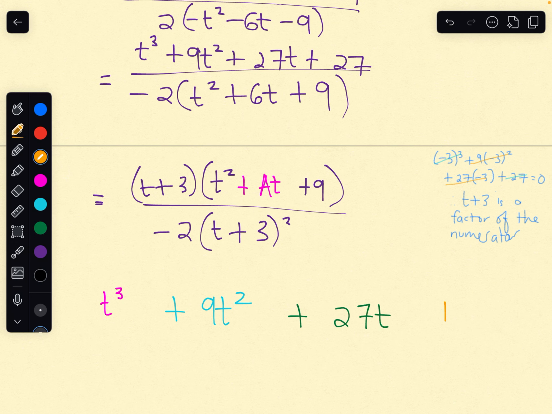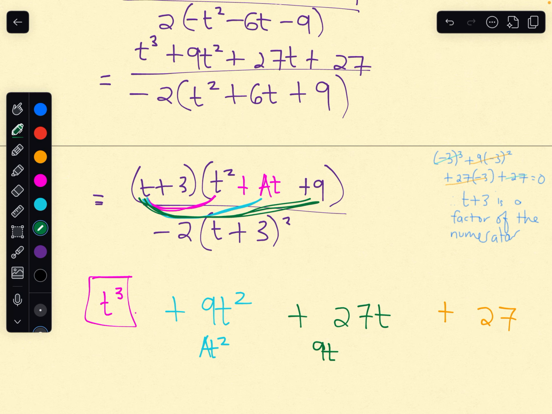I don't even know what the purpose of doing it in different colors is, honestly, other than me just having fun. So we are saying the pinky term comes from this guy, right? The t times t squared. It just comes from one multiplication, really. Okay, and then t times at gives us a blue term. t times at is at squared. Okay, 9 times t gives us a green term. Right, so that comes over here.